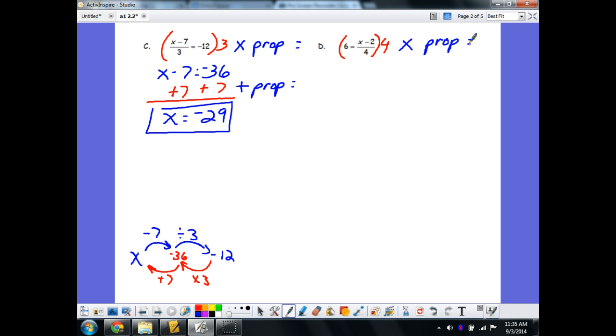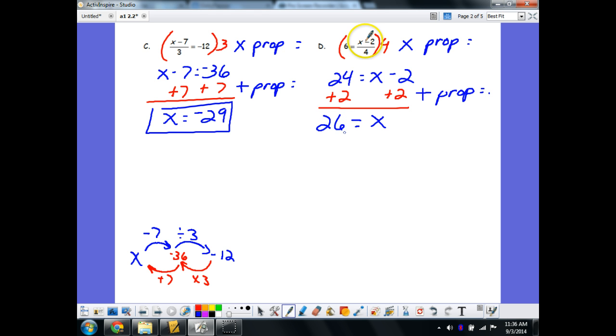So then, performing that multiplication, 4 times 6 is 24. On the right side, the 4's cancel. So we're left with x minus 2. And to get the x by itself, we would add 2 to both sides. And that is, of course, the addition property of equality. So x is equal to 26. And again, a quick check. 26 minus 2 is 24. 24 divided by 4 is in fact 6. So we know that that is our solution.